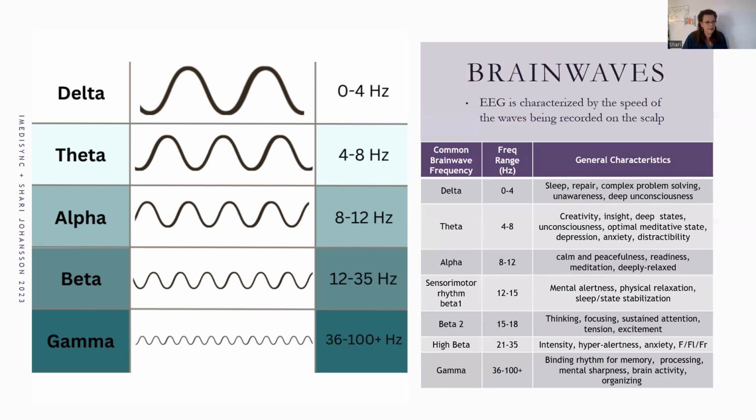And then, of course, we have gamma. And gamma is 36 to 100 plus, because they're still naming all those faster gamma frequencies, but we know this to be a binding rhythm for memory, processing, and organization.